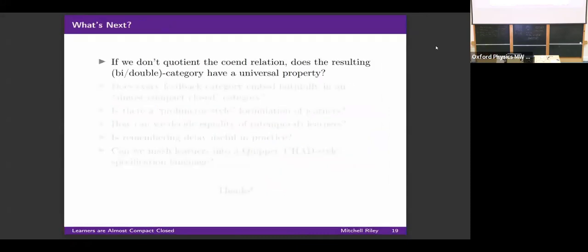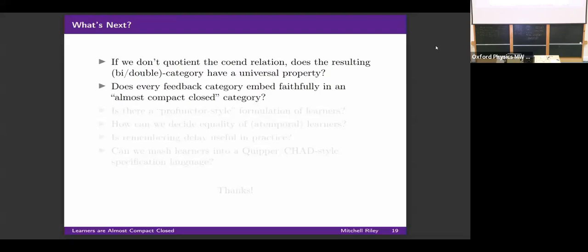Now, I went kind of fast, so before I stop for questions, I'll ask a bunch of questions of my own, and then if you have any ideas, you can come and talk to me. So I'll preempt anything that you have to say. If we don't quotient by this coend relation, depending on exactly what I mean by that, you could get a bicategory or a double category. And does that have a universal property? I'd like to know that.